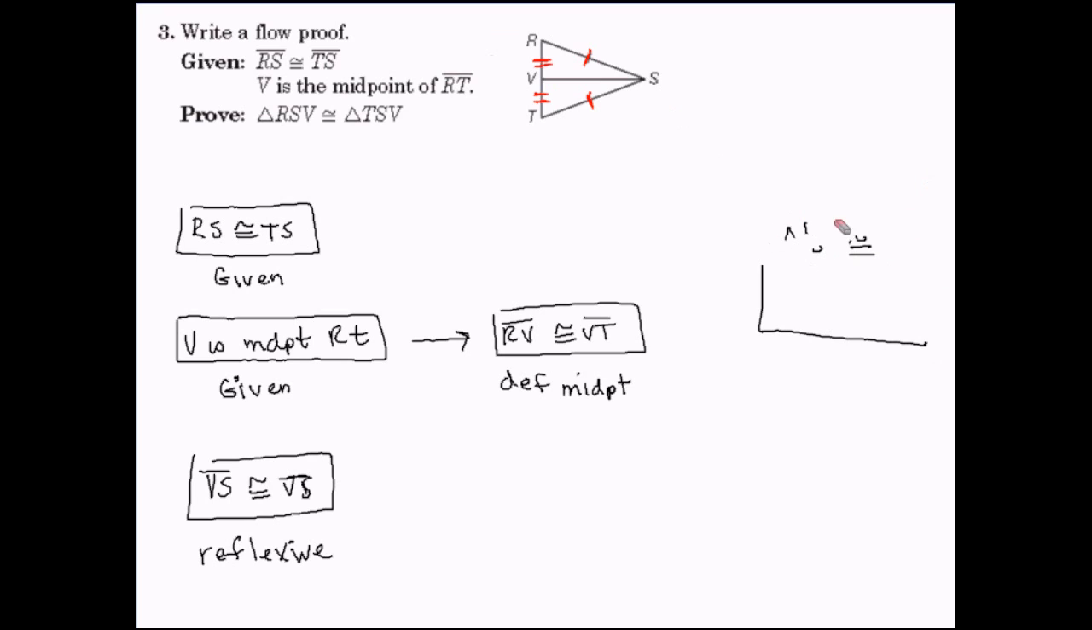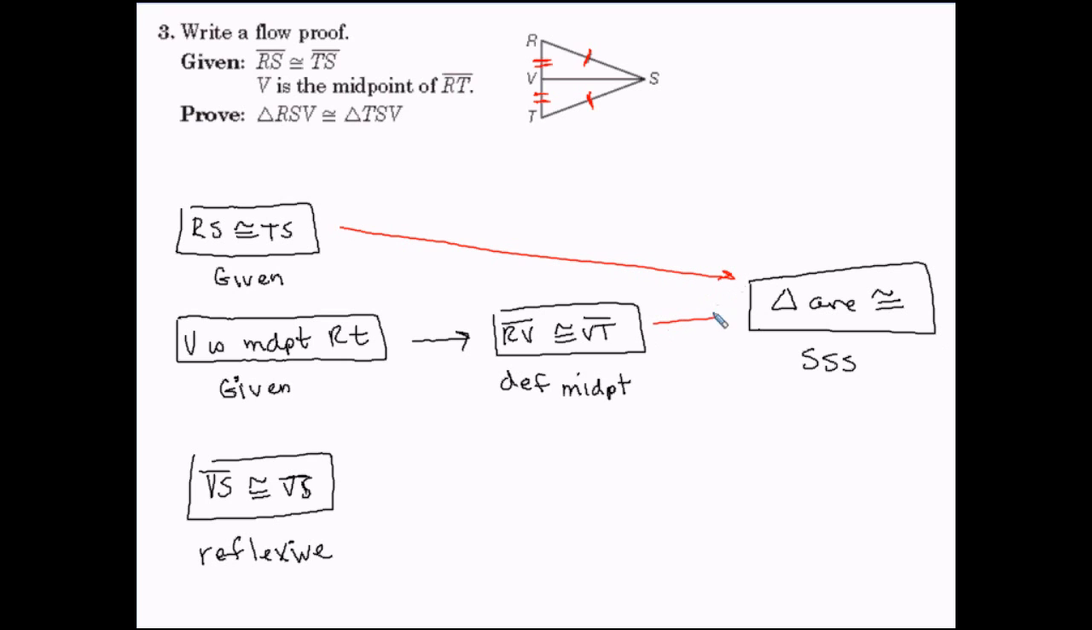I didn't draw that very well. And all together I get that the triangles are congruent from side, side, side, and it's these things that get me there. So that's what a flow proof looks like.